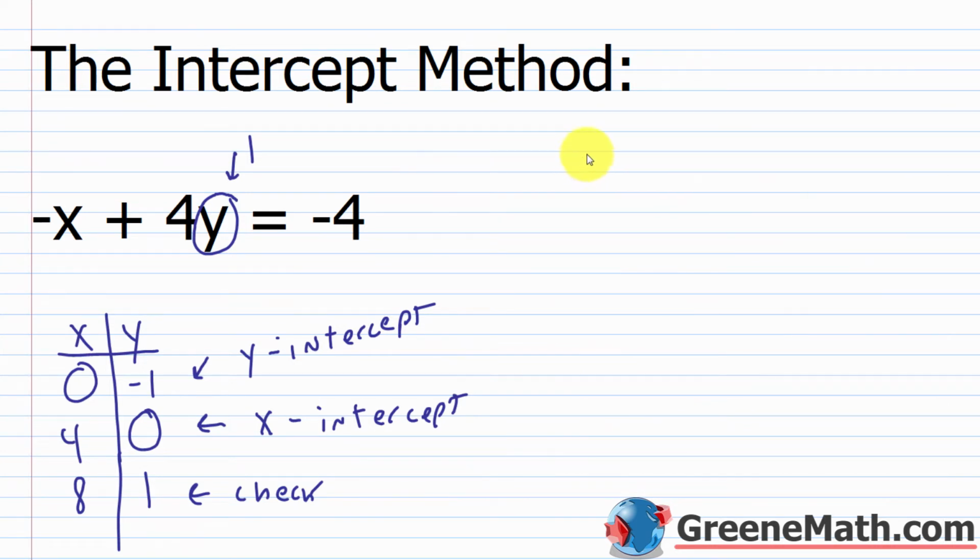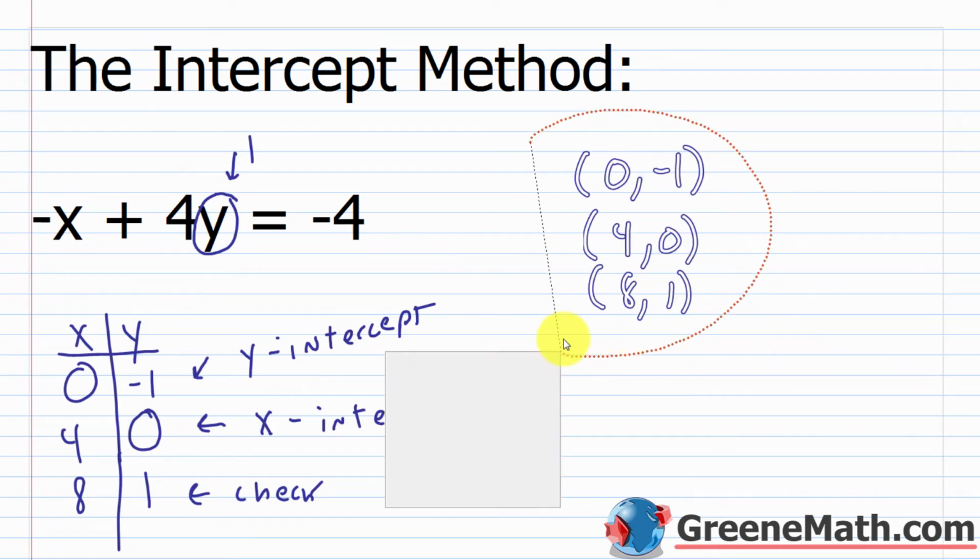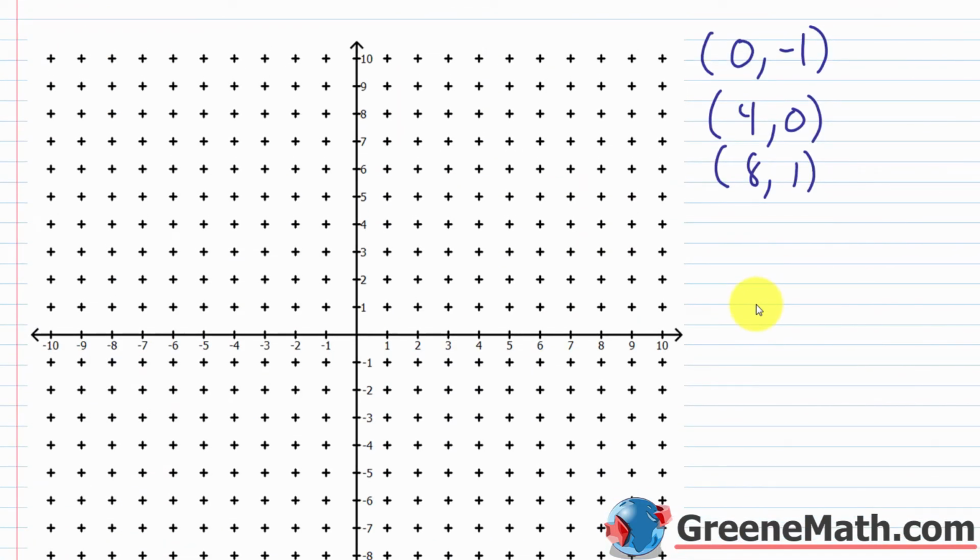All right, so let's erase everything. And we have 3 ordered pairs. We have 0, negative 1. We have 4, 0. And we have 8, 1. So let's copy these. All right, so we paste our ordered pairs. And again, I just want to label this as the x-axis and this as the y-axis. And we're going to plot each ordered pair.